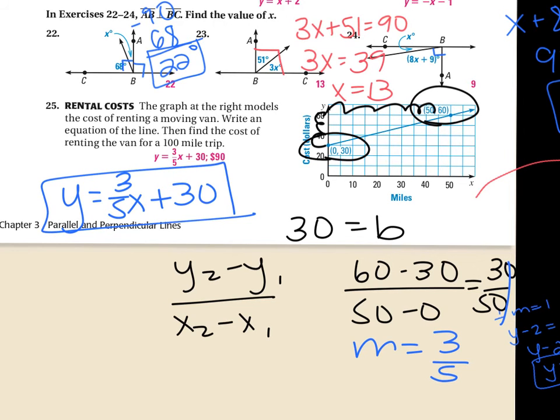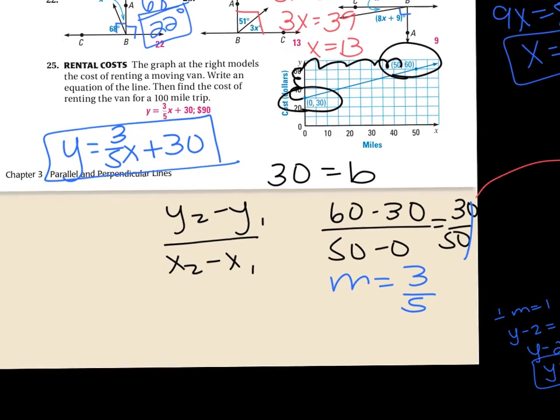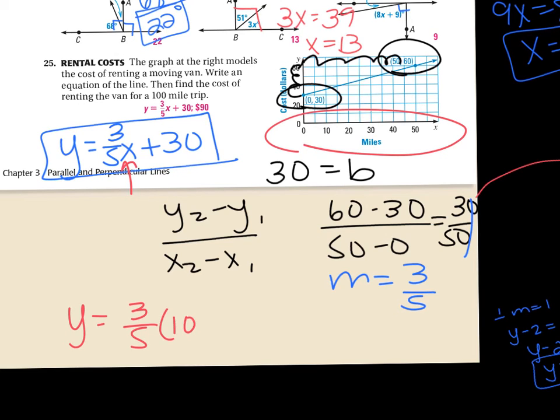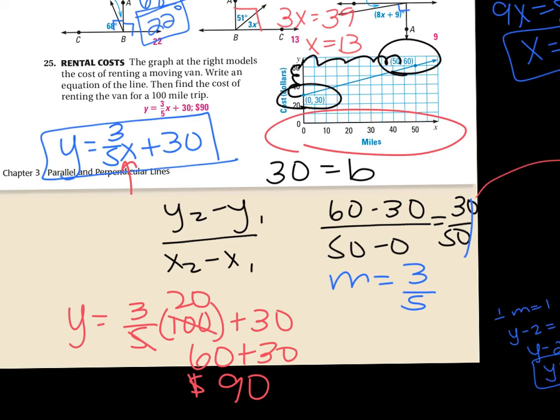The next part says to find the cost of renting a van for a 100-mile trip. So the miles is my x value. I just have to plug that in. So y would equal 3/5 times 100 plus 30. 5 goes into 100 20 times. 3 times 20 is 60 plus 30, which would be $90.